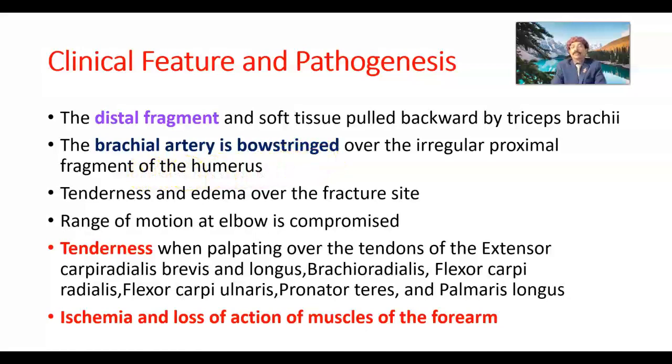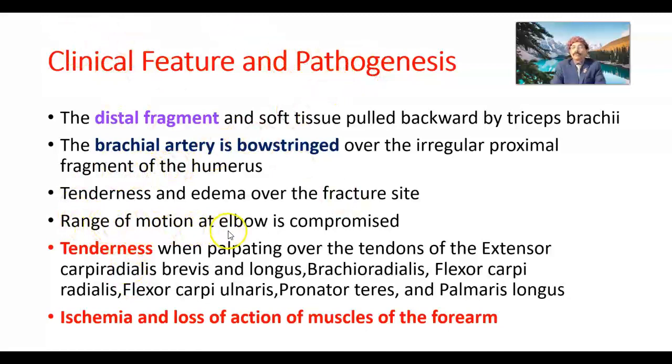So that is the problem, because the bony parts are broken, transversely fractured, and these edges are sharp, so the blood vessel may be damaged, the brachial artery that divides into the ulnar artery and radial artery. So the blood flow to the forearm may be compromised or lost. Tenderness and edema over the fracture site, like any other fracture. This is the clinical feature and pathogenesis.